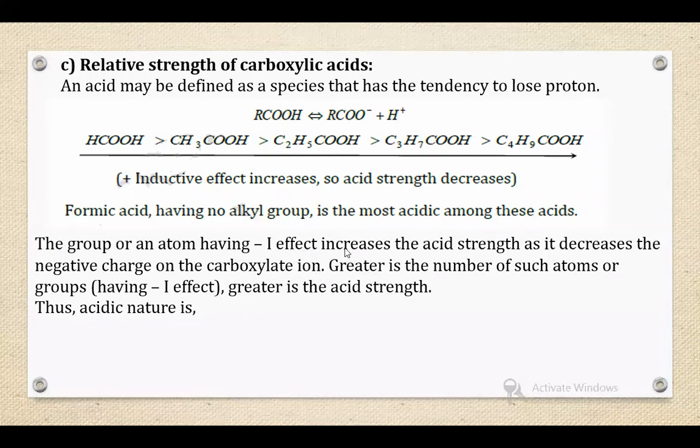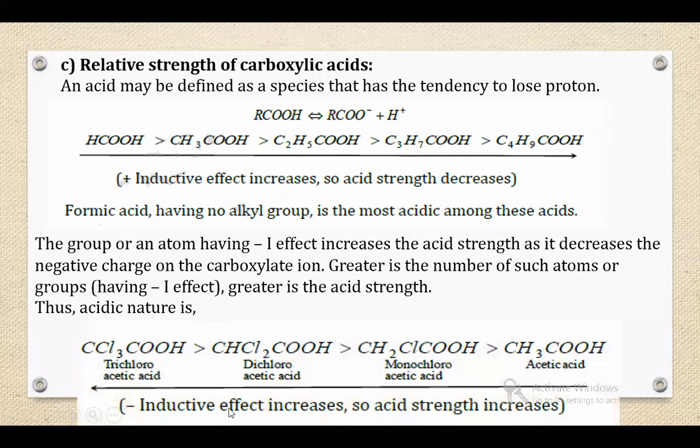If the carboxylate ion is more negative, that means positive inductive effect. You need not understand it wrongly; you need to understand properly. So minus I effect means electron withdrawing. If an electron withdrawing group is present, it drags the pair of electrons towards itself. This one is the positive inductive effect, and this one is the negative inductive effect.